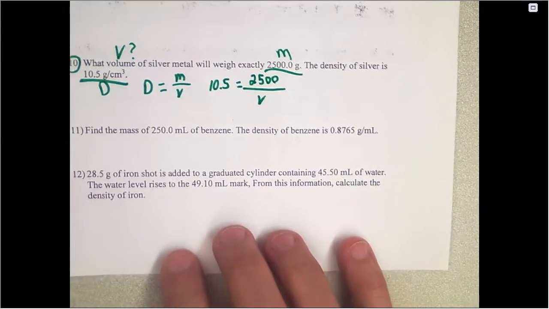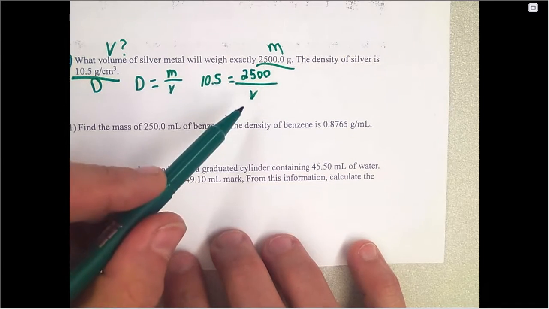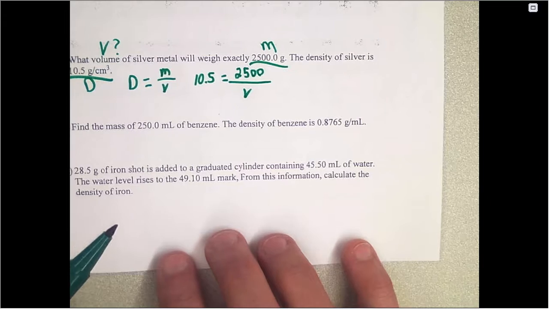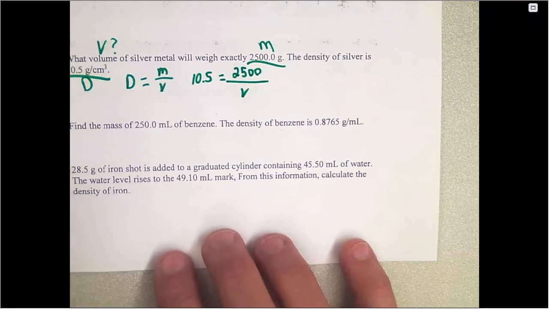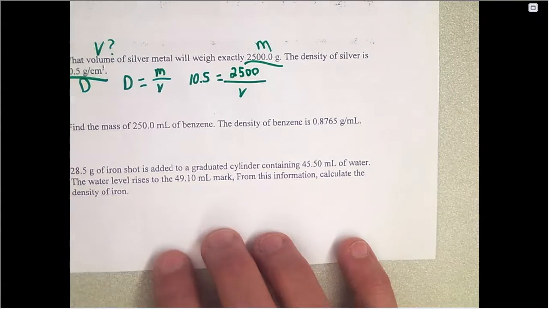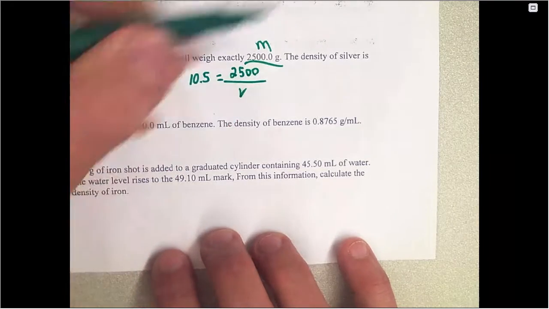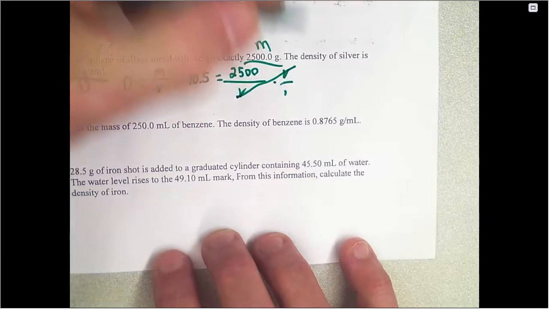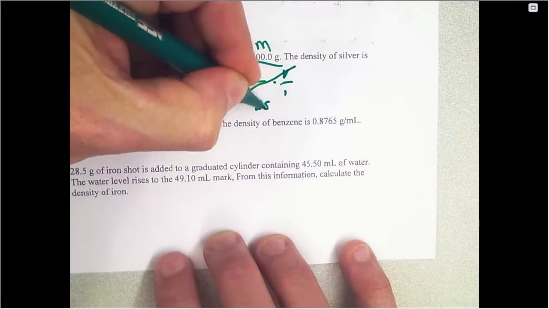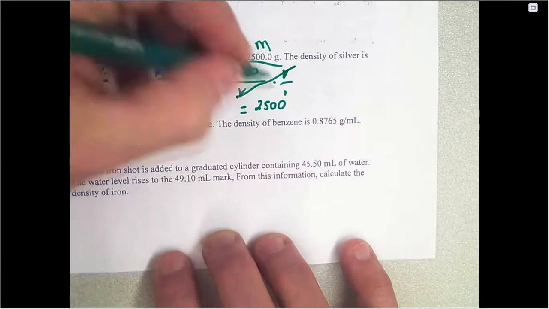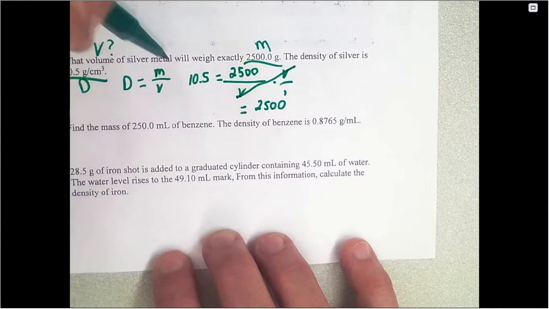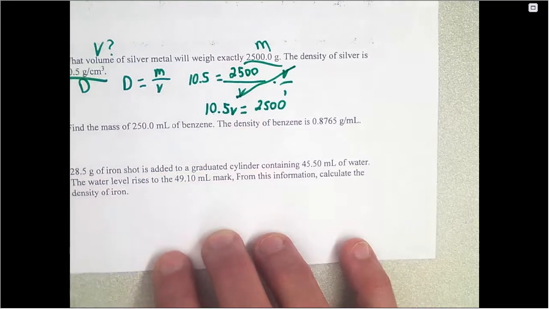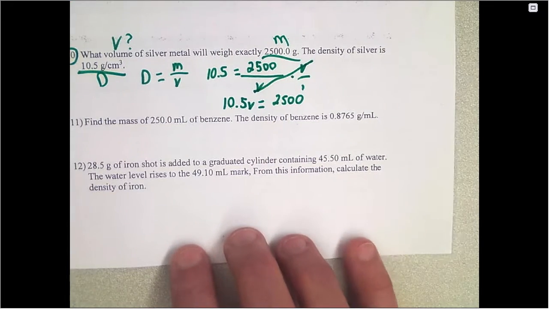Now here's the part where a lot of people mess up. I don't like to deal with fractions, so I'm going to get rid of that fraction. And the best way to get rid of a fraction is to multiply that fraction by its reciprocal. And the reciprocal in this case would be v over 1. And if I do that, that gets rid of the v's, and I'm just left with 2,500 on this side. However, if you multiply this side by v, you have to multiply this side by v, and you would get 10.5 v. Then it's a simple one-step equation.